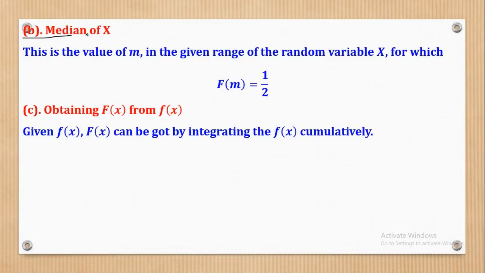So now we shall go to the median of x. The median of x is the value of m in the given range of the random variable x, for which F(m) is equal to a half.